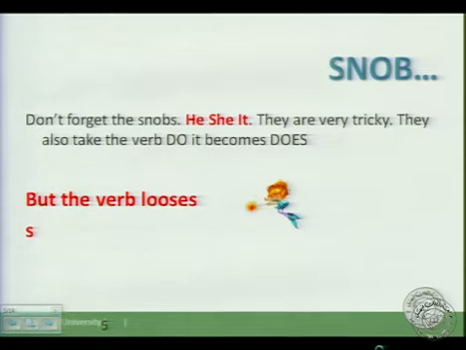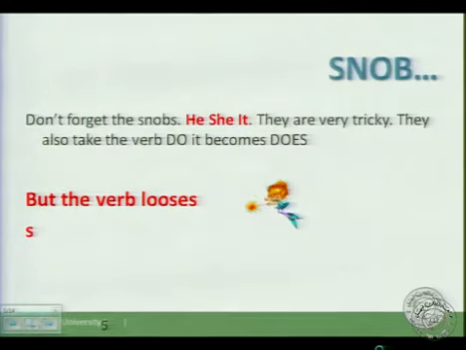Don't forget the S. He, she, it. Yes, don't forget the S. These little things, he, she, it, are very tricky. Why? Because there is a special rule for them. We should remember that with he, she, it, there is an S in the verb. So what do we do with this S? We will see in a minute.